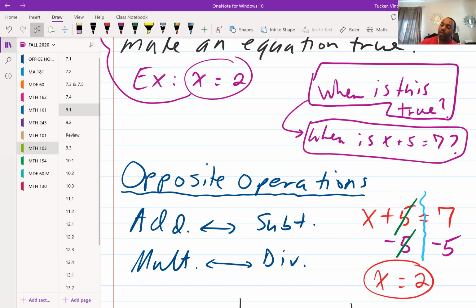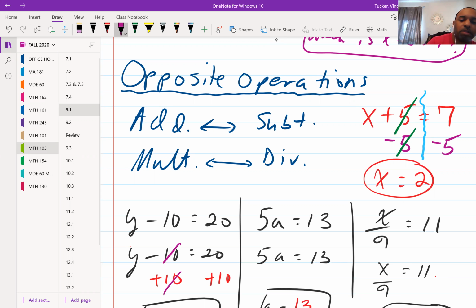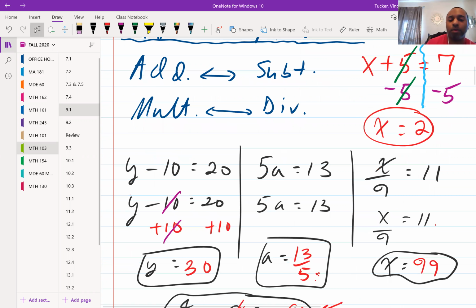All right. So just a few more examples of one-step equations in order to get to your solutions. We have y minus 10 equal to 20, and we want to solve for y. Then we will add 10 to both sides of the equal sign, both sides of your equation. 10 cancels. y is equal to 30.